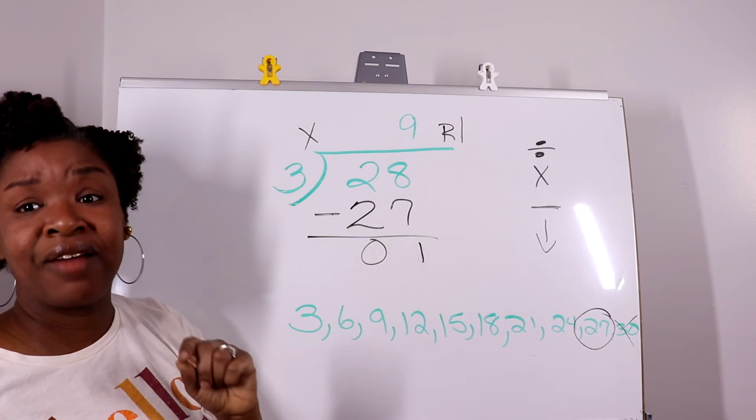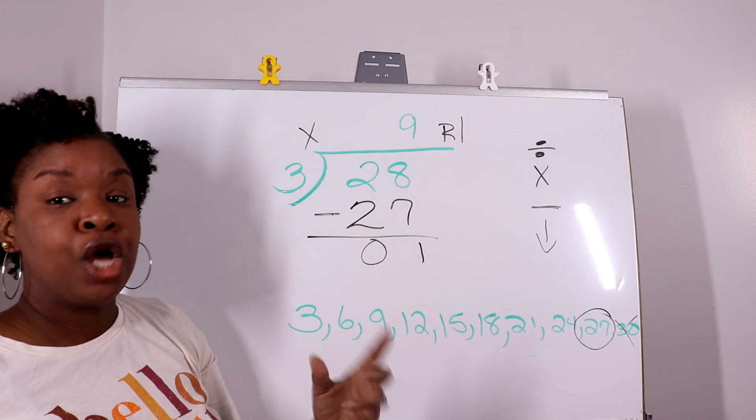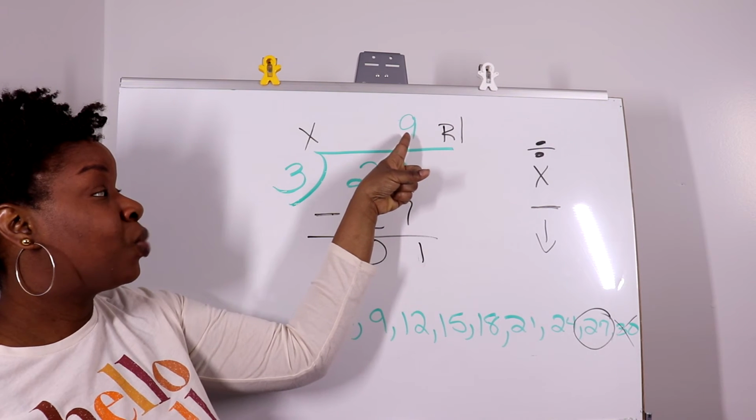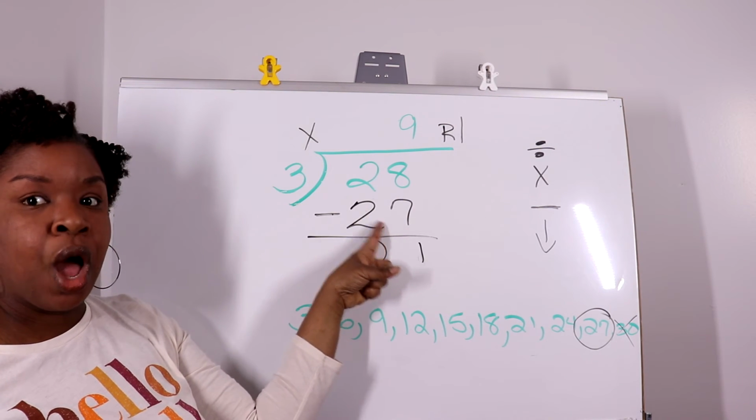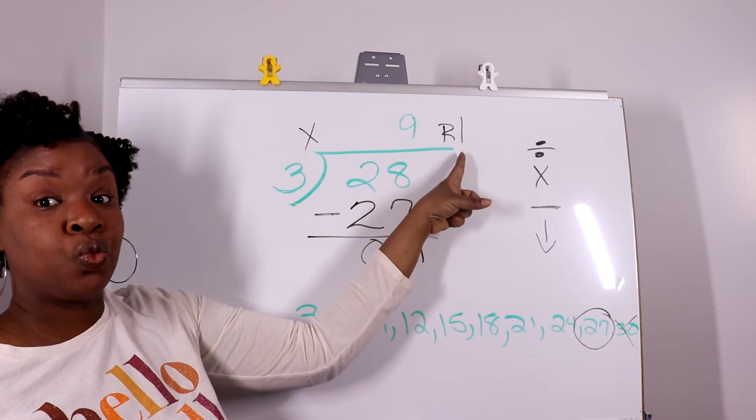That means you have something left over. Because remember, in division, you're working with equal groups. So our equal groups was 9 times 3, which is 27. But we have 1 left over because it's 28. So this is our remainder, which is 1.